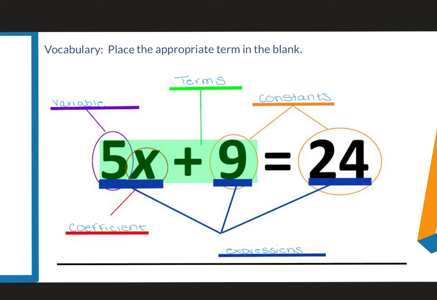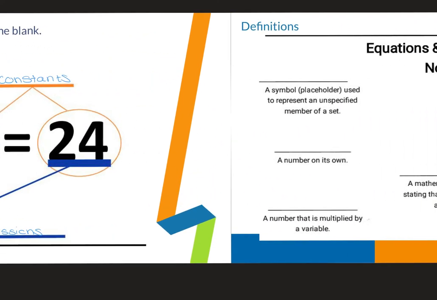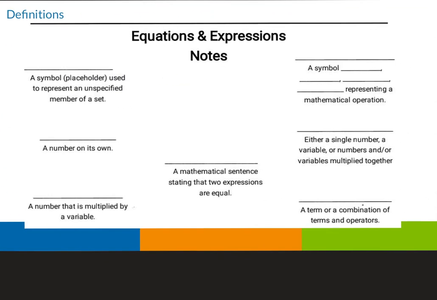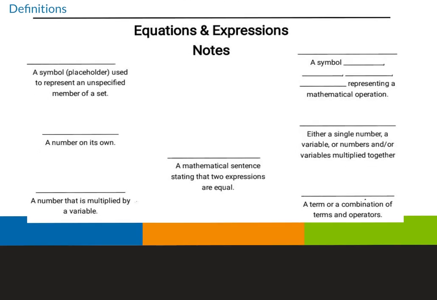All right, so now we're going to go ahead and we are going to define these. I know we've matched them up, so let's actually go ahead and define. All right, so a symbol or placeholder used to represent an unspecified member of a set is called a variable. So we always use a variable. In the previous example, we used X to represent the unknown. A number that is on its own is called a constant because that number is going to stay the same.